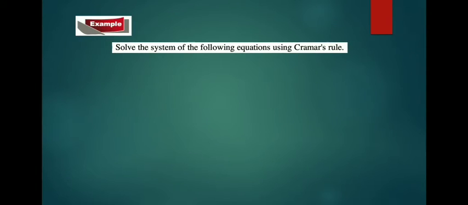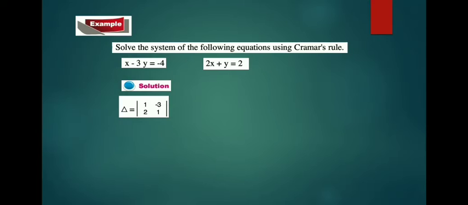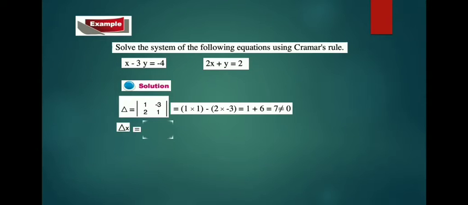Solve the following system of equations using Cramer's rule. x minus 3y equals negative 4 and 2x plus y equals 2. Now delta equals 1, negative 3, 2, 1, and we will get 7, not equal 0. So we will complete the solution. Delta x equals negative 4, negative 3, 2, 1, and calculating it, we will get 2.